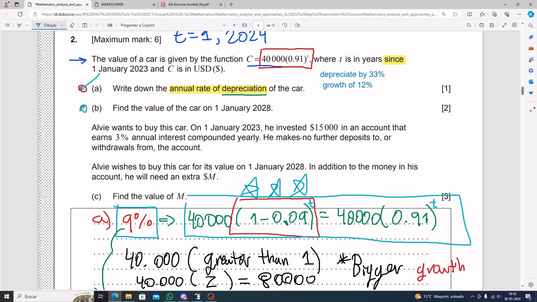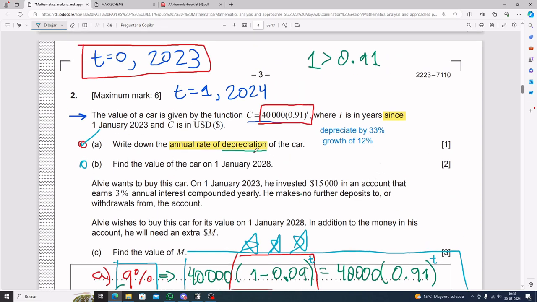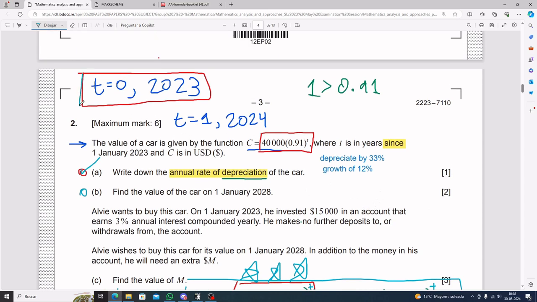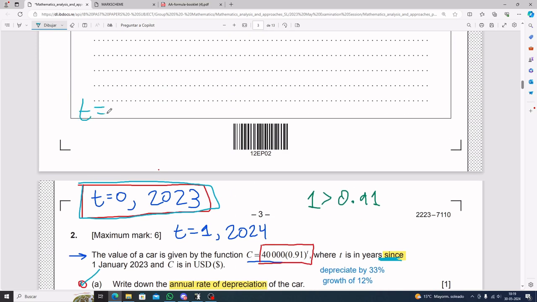For part B, you need to find the value of the car on the 1st of January of 2028. And this is also easy points. It just has to do with interpreting your function correctly. And so remember how we said earlier that t equals 0 gives you the year 2023? Because t is, I'm being careful, years since the 1st of January of 2023, right? And so if you plug in t equals 2023, you're actually looking at the year 2023 plus 2023, okay? If you plug in t equals 2024, you're actually looking at the year 2023 plus 2024. So it's a lot of years down the line, right?